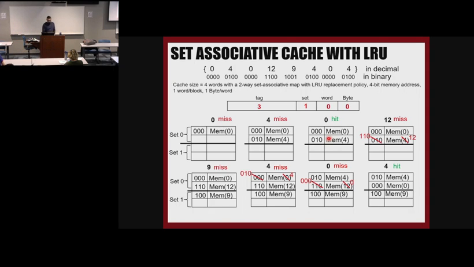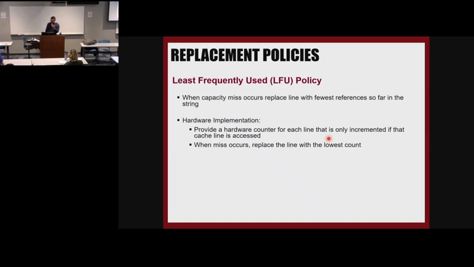Okay, so now let's talk about least frequently used. It's pretty obvious, right? For least frequently used, we just count how many times we have access to that location. It still has a counter. Every time that we have an access to that location, the counter goes up. When we want to replace, the address with the lower value in the counter is going to be replaced. This is the least frequently used policy.